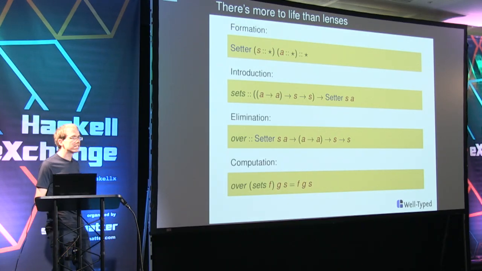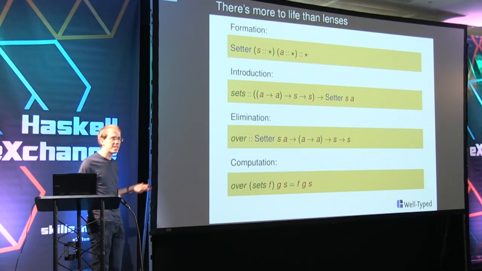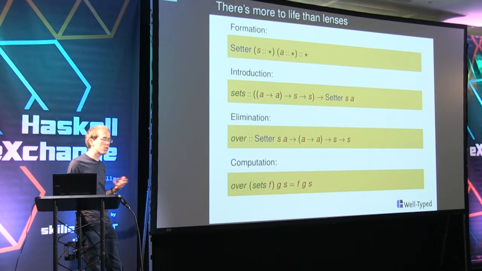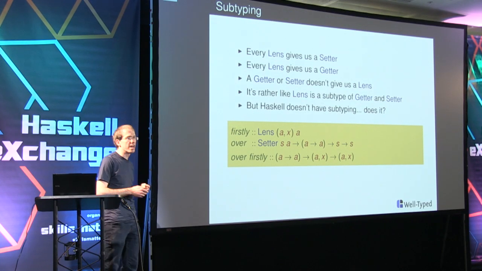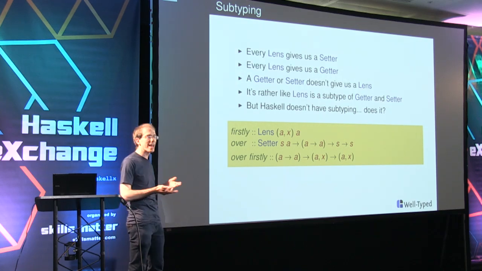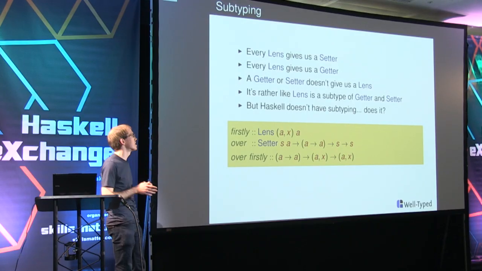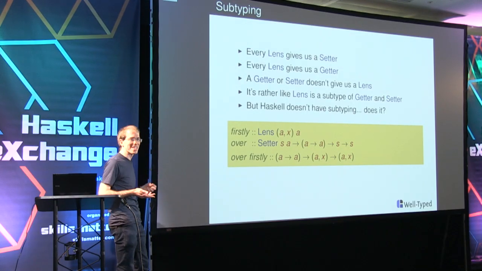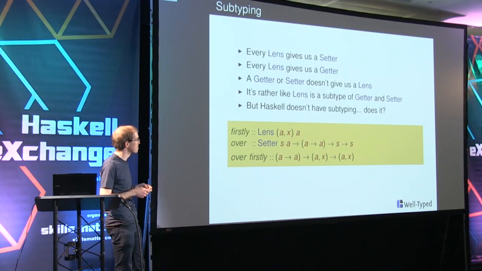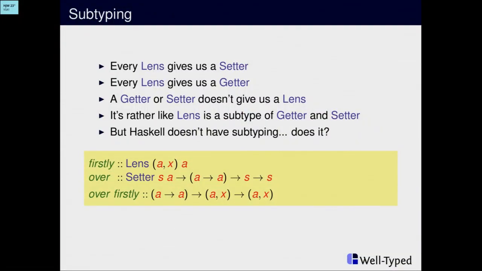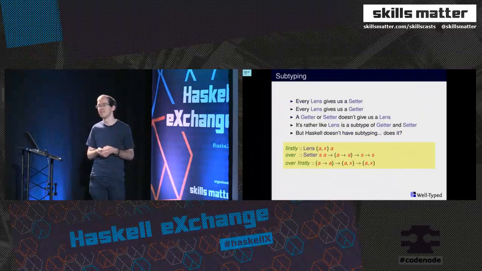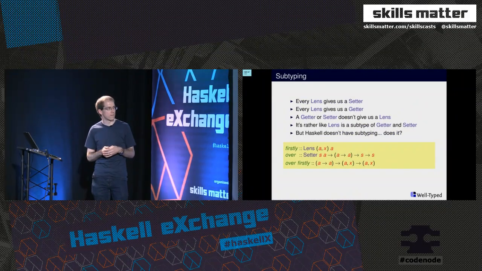Okay, so we've got these different concepts: lenses, getters, setters. But what about the relationships between them? It should be fairly obvious. For every lens, we can get a getter or a setter just by ignoring some of the information we have about it. And of course, getters and setters don't give us any way of getting back to lenses. So it's almost like lens is a subtype of getter and setter. If we were in a language that had subtyping, we'd like to be able to say that for every lens, we just have access to these other types.